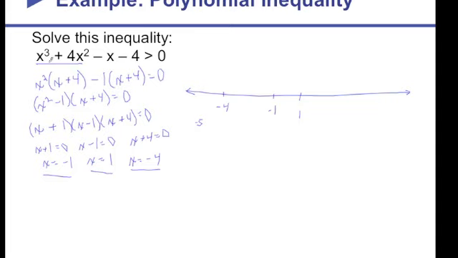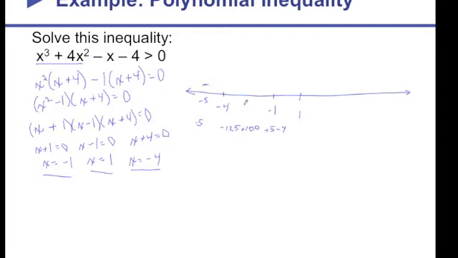If x is negative 5, I go back to my original. That would give me negative 125, negative 5 cubed, plus 4 times negative 5 squared. Well, negative 5 squared would be 25, times 4 would be 100, minus negative 5 would be plus 5, and minus 4. And this would be negative 25, plus 100 is 75, plus 5 is 80... so when it's negative 5, it'll be negative in that section.